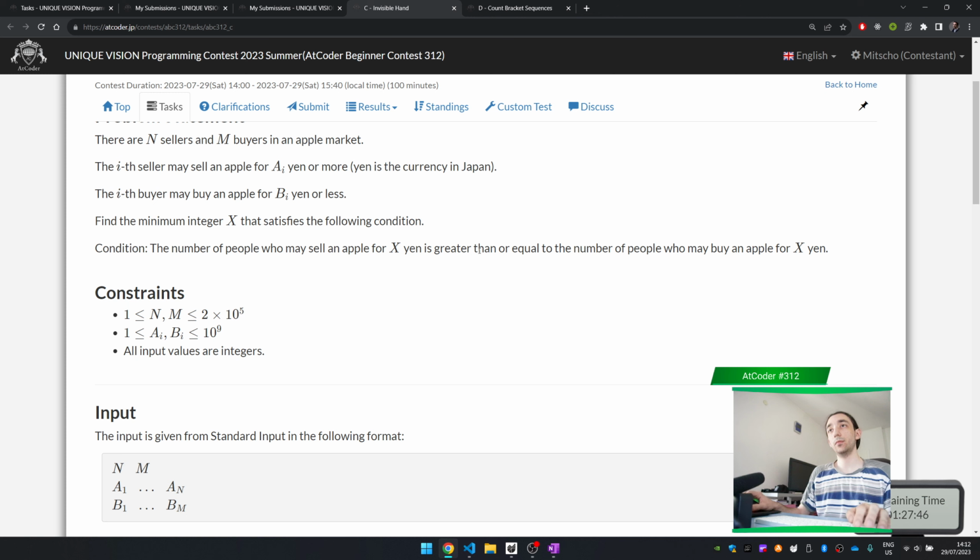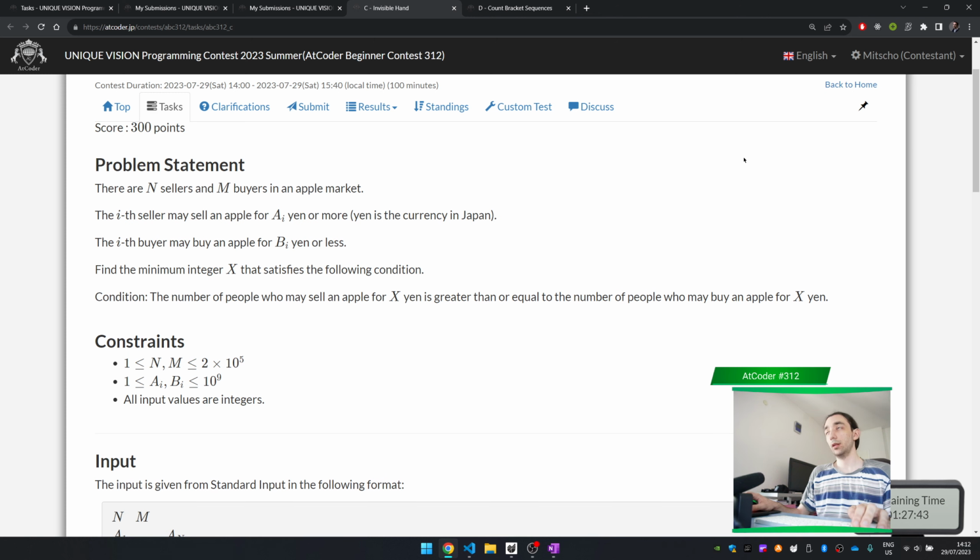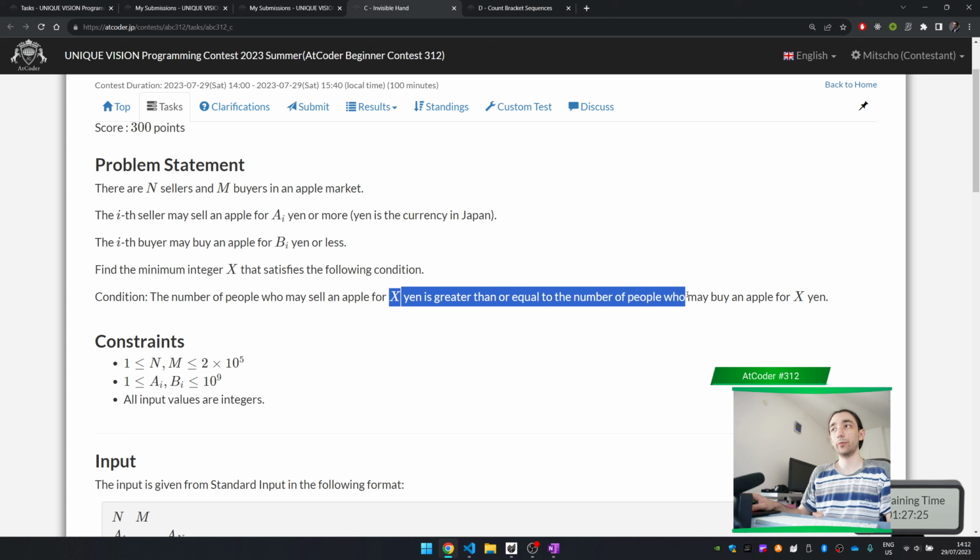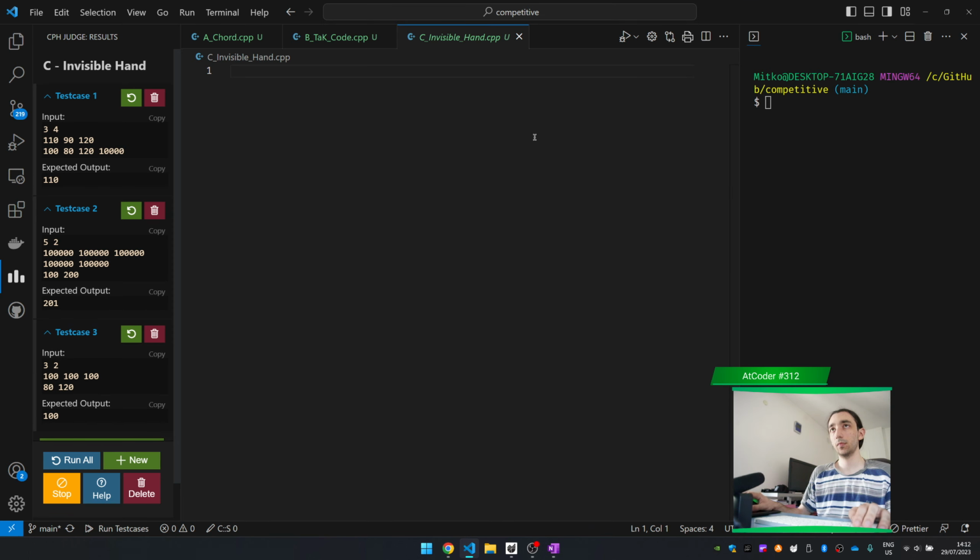Find the minimum X such that, okay, so can we binary search over X? So if X, or no, wait, the number who may sell for X yen is greater than or equal to the number of people that may buy. Can we binary search?